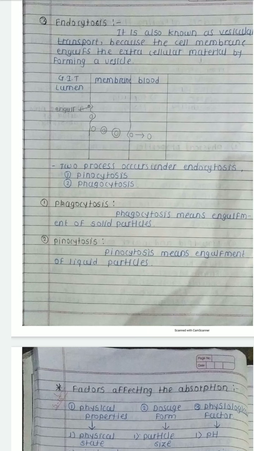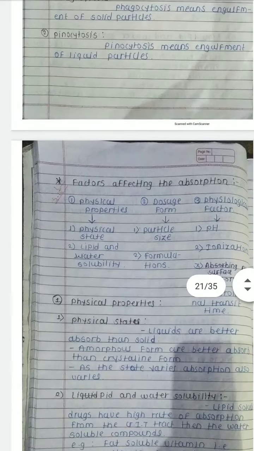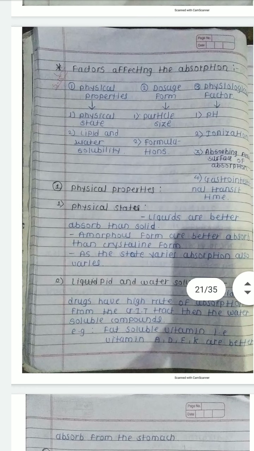It takes place by two types, pinocytosis and phagocytosis. Phagocytosis means engulfing of solid particles. Pinocytosis means engulfing of liquid particles. This is all about absorption. Now next is the factors affecting absorption.